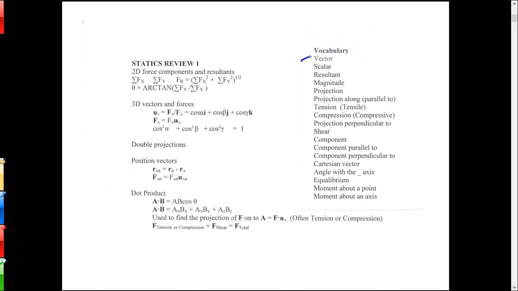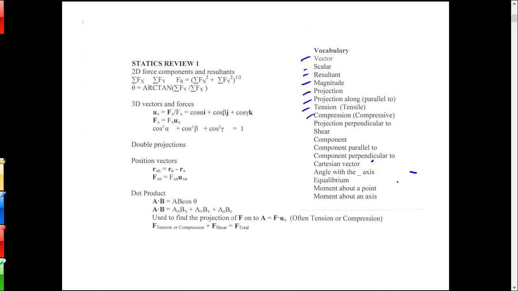Okay, so we got vocabulary here. A vector versus a scalar. A vector has direction, a scalar does not. The resultant is the sum of a certain number of vectors. The magnitude is different than a vector. If I ask for the magnitude of a force, I just want how big the force is. If I want a force vector, I want the ijk components. Then we have projection, projection along, tension, and compression.